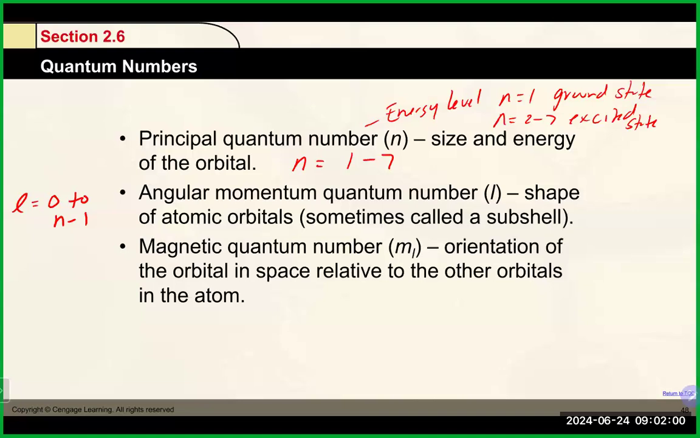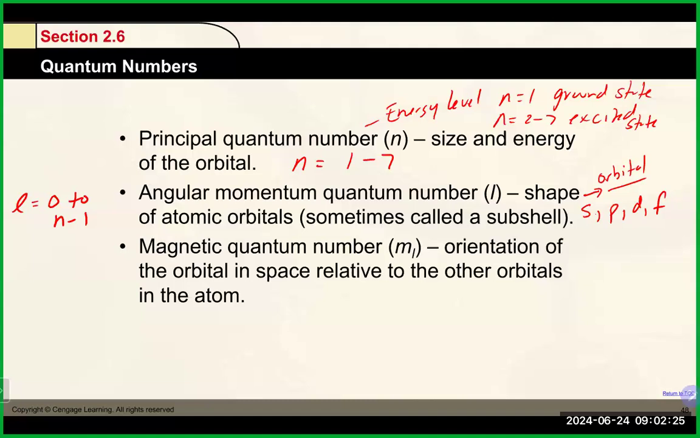Now, like I said before, this is going to tell you for the most part what orbital you're talking about. Are we talking about an s orbital? Are we talking about a p orbital? Are we talking about a d orbital? Are we talking about an f orbital, and so forth? So when you calculate the value of L, that's essentially what that value tells you: which orbital you're in.